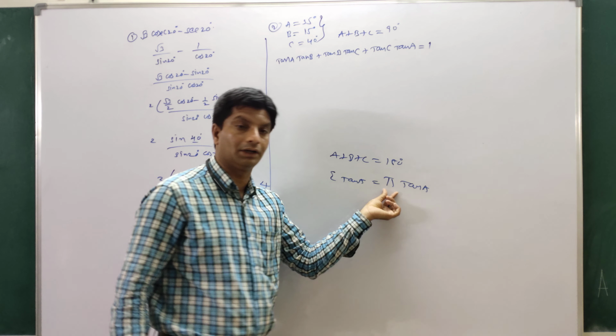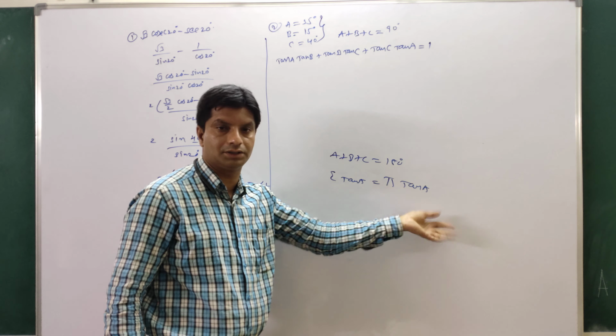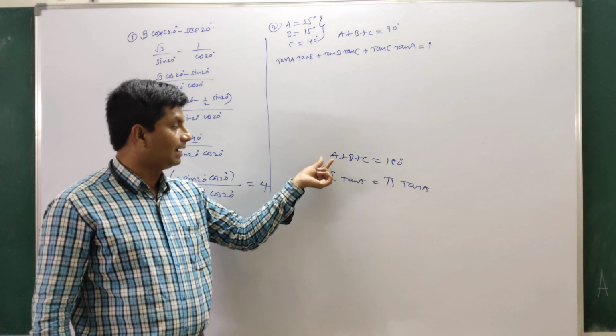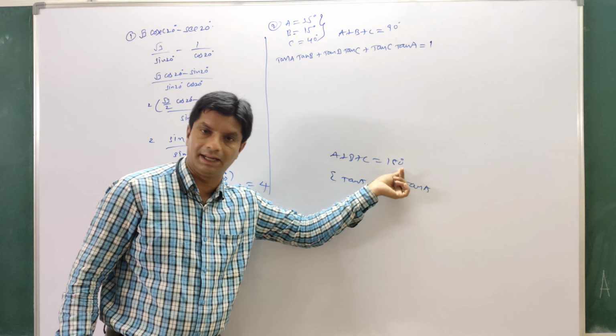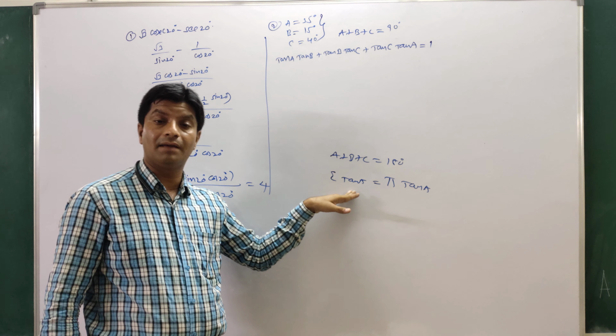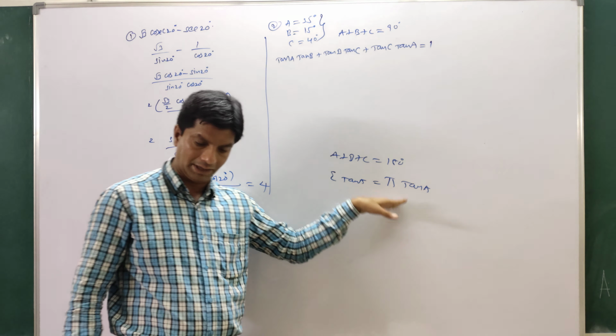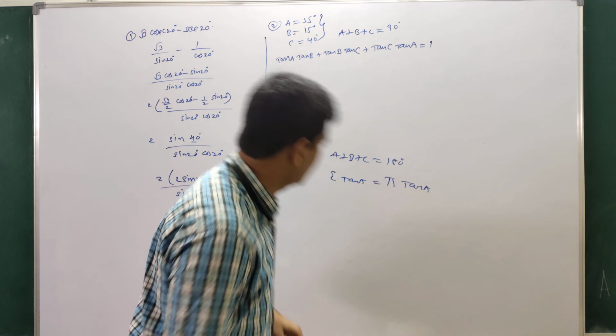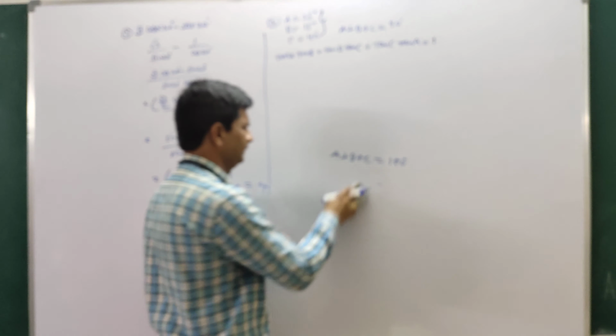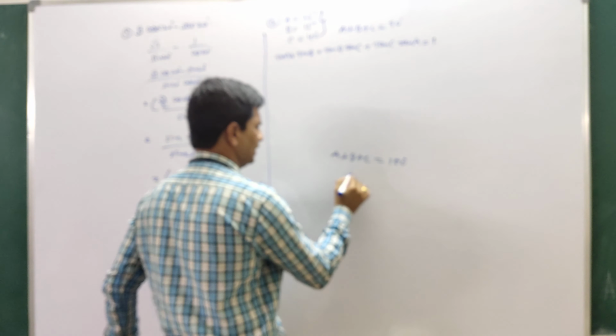Here pi is not a degree; this pi is a product of the terms. If A plus B plus C equals 180 degrees, then sigma tan A, that means tan A plus tan B plus tan C, equals tan A into tan B into tan C. We can derive the result also. See, take the C to the right side.